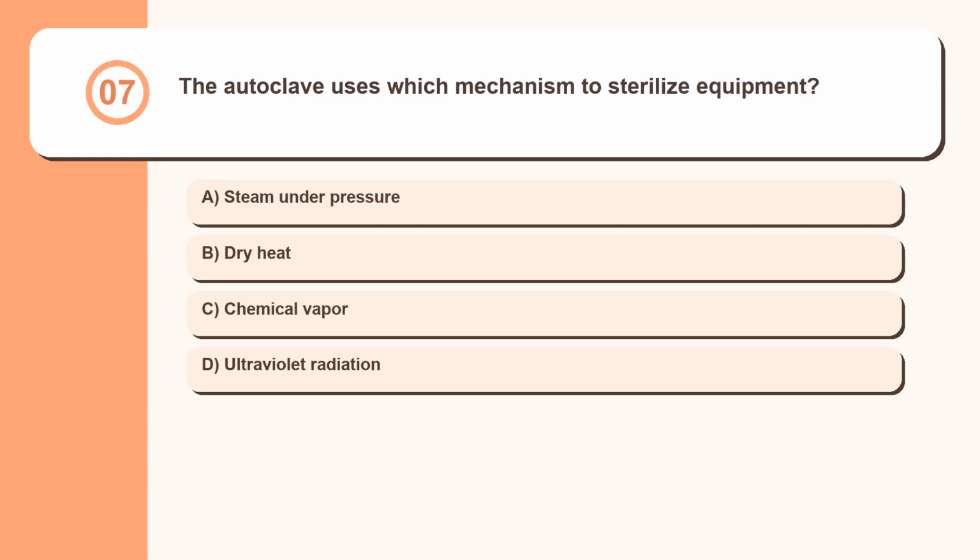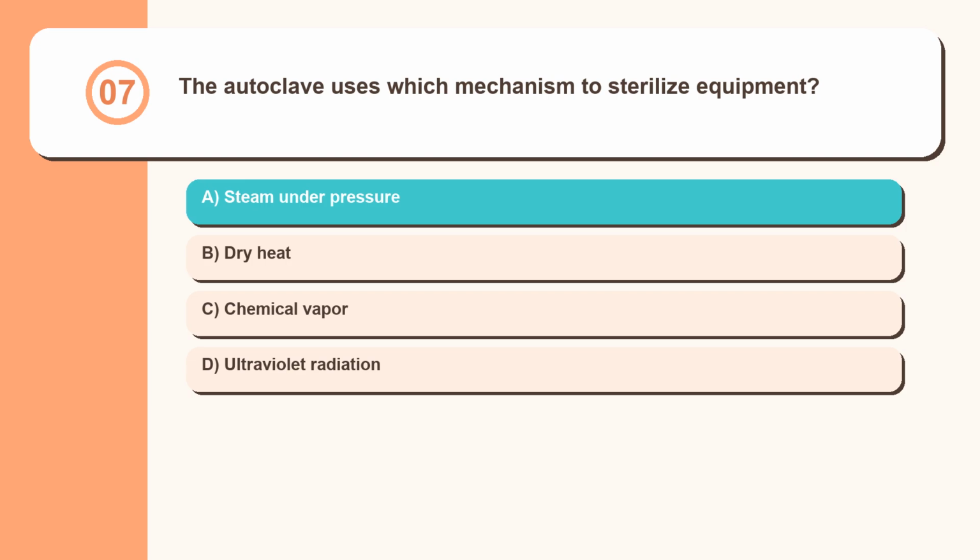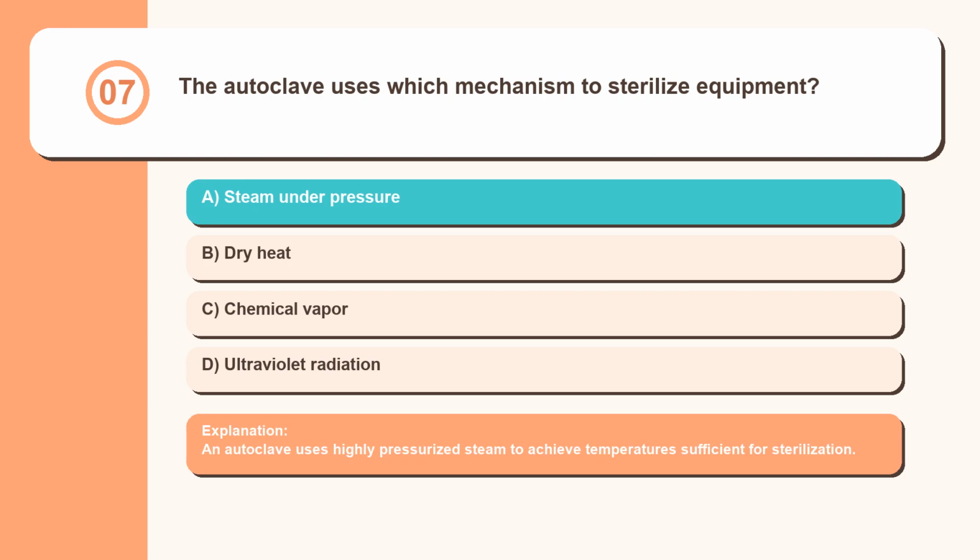Question 7. The autoclave uses which mechanism to sterilize equipment? Steam under pressure, dry heat, chemical vapor, ultraviolet radiation. An autoclave uses highly pressurized steam to achieve temperatures sufficient for sterilization.